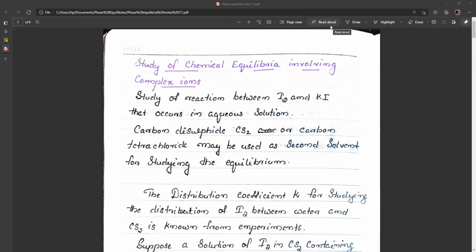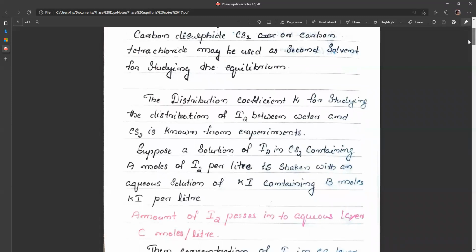Last class we discussed some applications of Nernst distribution law, and the next application is the study of chemical equilibria involving complex ions. The reaction between iodine and potassium iodide in aqueous solution can be studied using this Nernst distribution law. Carbon disulfide or carbon tetrachloride may be used as the second solvent for studying such an equilibrium.